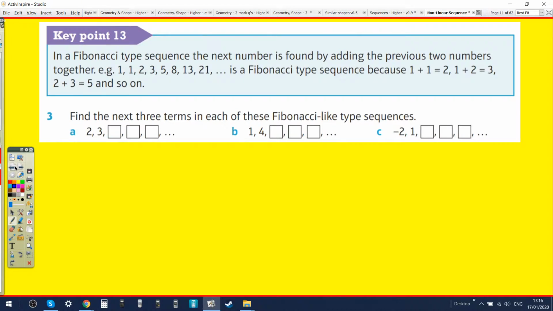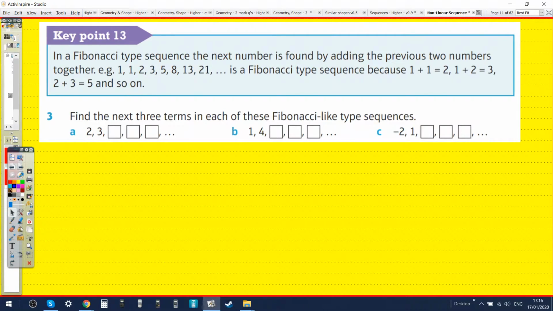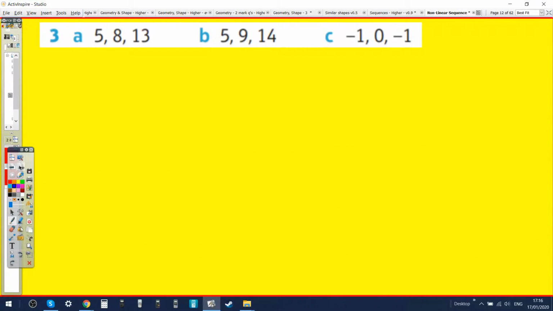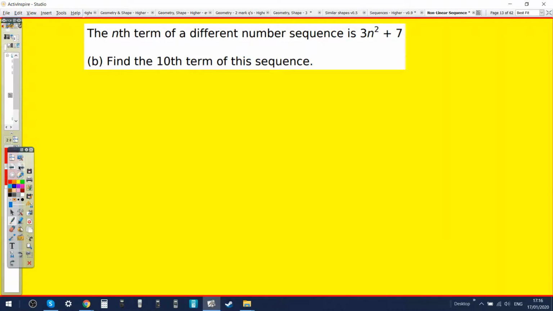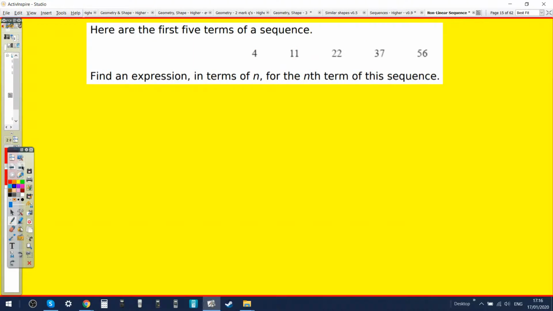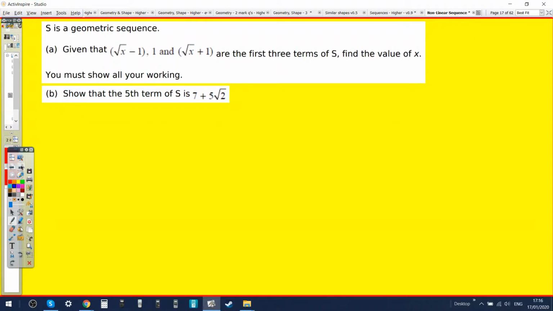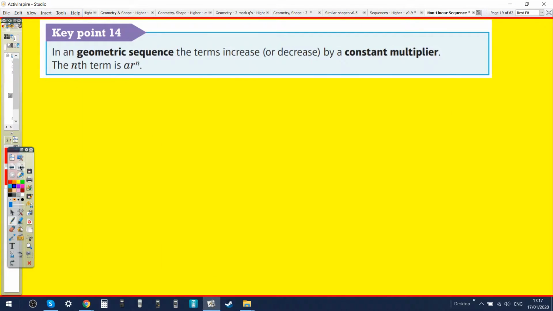Okay. Fibonacci sequence. Do you know how to do these? 2 plus 3 is 5. 3 plus 5, 8. Yep. 13 and so on. Great.